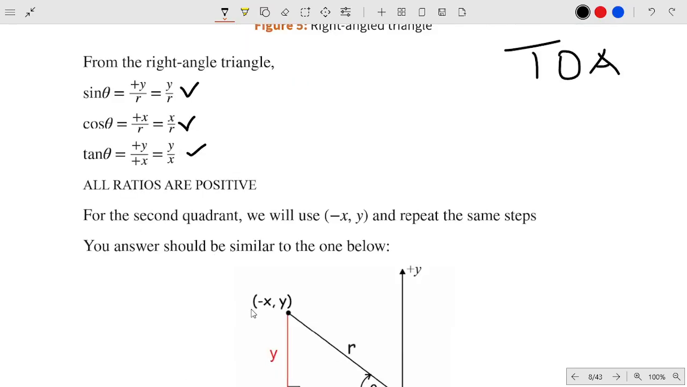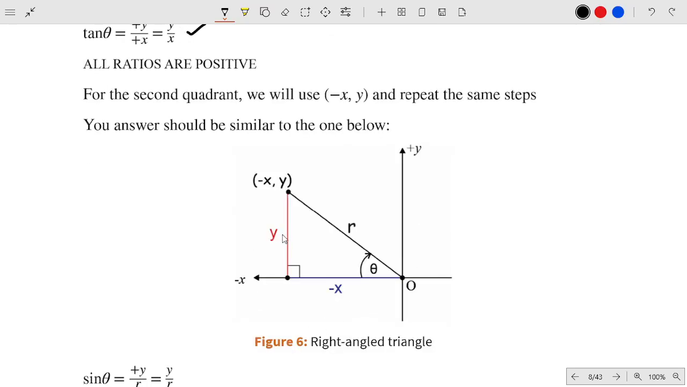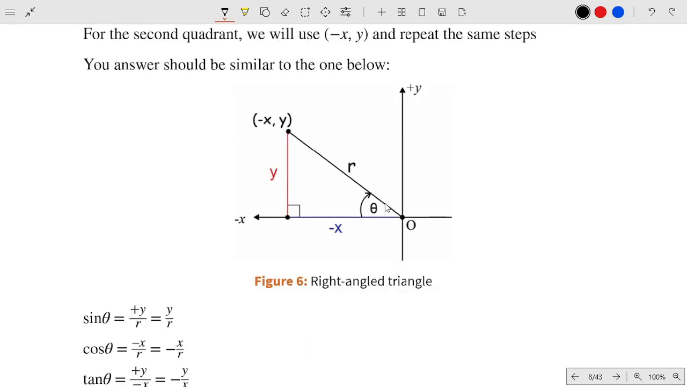Now let's consider the second quadrant. So in the second quadrant, let's use the point negative x, y. Now in the second quadrant, we said that the x coordinate is negative, and we have the y coordinate being positive. So when you consider, we have an angle here with our y and x here. Remember, this side is negative. So when we consider sine, sine is opposite on hypotenuse.